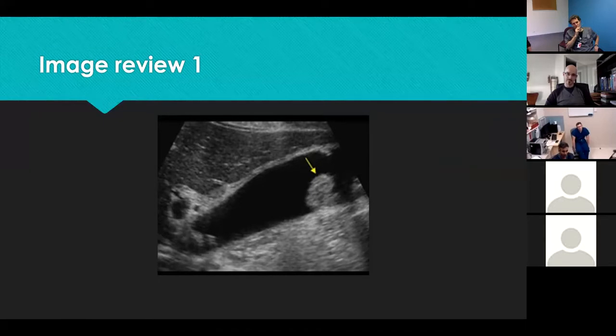So there could be differentials like polyp or maybe a gallbladder sludge or malignancy. So I would like to do a Doppler to look at the vascularity and image it in different planes to first ascertain the abnormality and maybe change the position of the patient to see whether it is mobile.